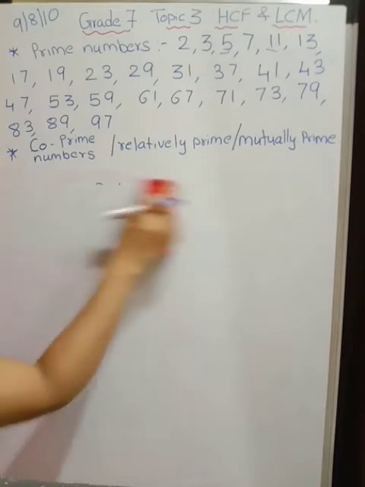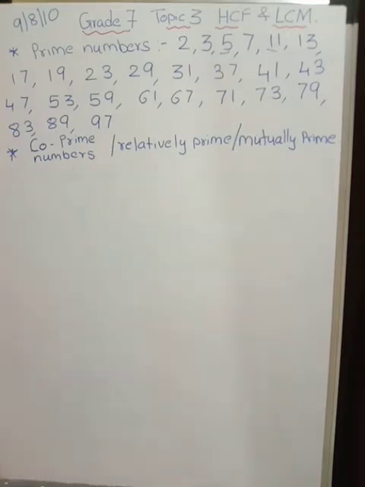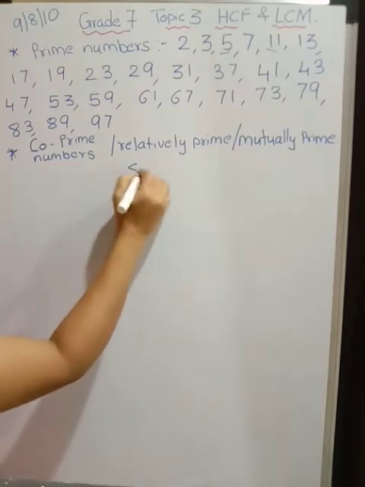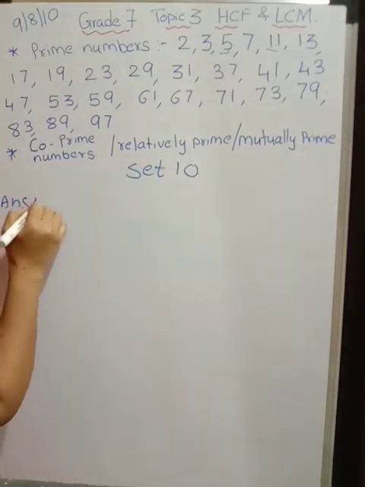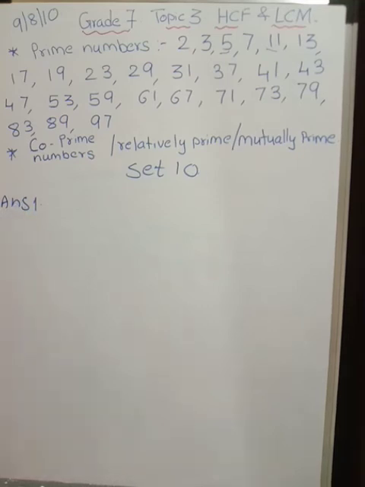Okay. Now come to your practice set 10. Let us go for set 10. I am going to write only answers. You please take the questions from your textbook. I am reading it for you. Which number is neither a prime number nor a composite number?